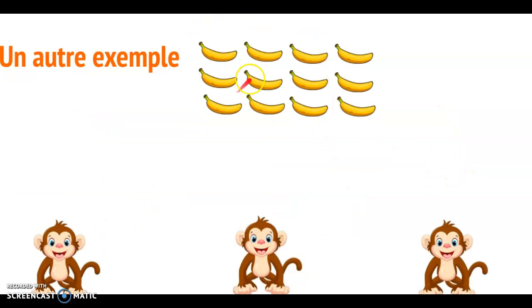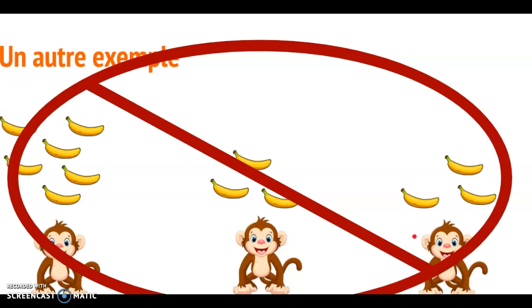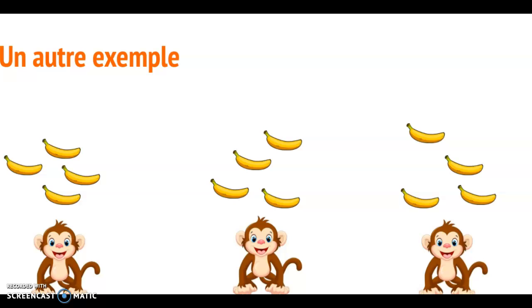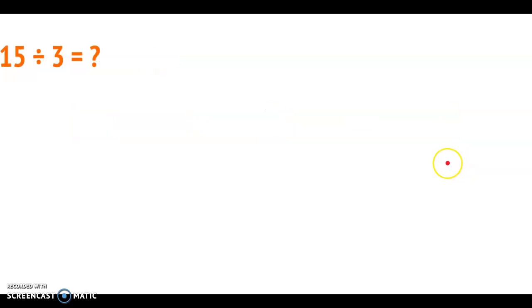So, here are 12 bananas and 3 monkeys. I'll divide them up. So this monkey got 6 bananas, this one got 3, and this one also only got 3. No, that is not how you do division. You have to divide the objects equally. So I redistributed, and now this time each monkey received the same amount of bananas, which is 4. So 12 divided by 3 equals 4. So we had 12 bananas in total, divided them amongst the 3 monkeys, and each monkey got 4 bananas.